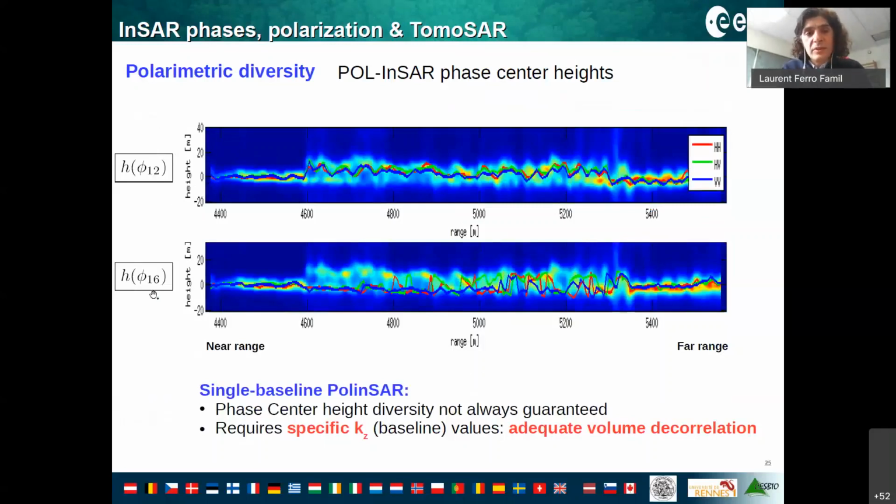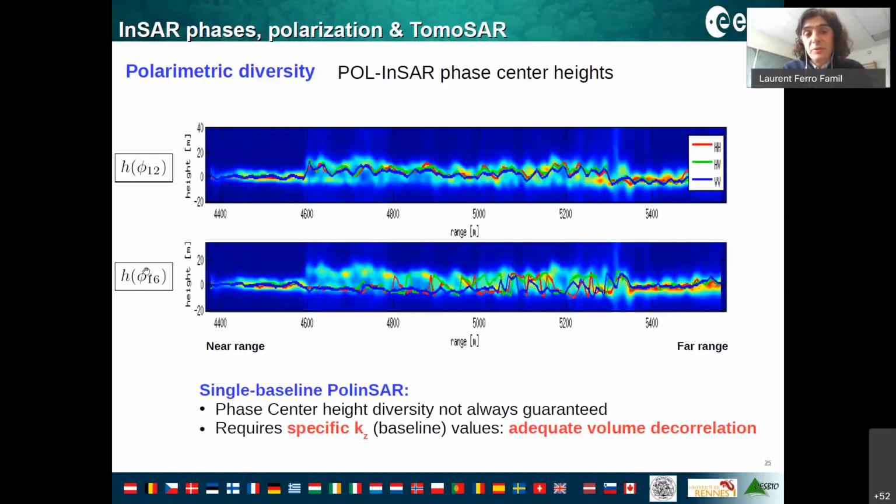And what you see is that when the baseline is too small, whatever the polarization, your phase center is located around the treetop because you don't decorrelate enough. In this case, the gamma volume is, in the sinc shape, you are really at the top of the sinc, and whatever the polarization, you cannot decorrelate enough so that the correlation from the ground becomes dominant.